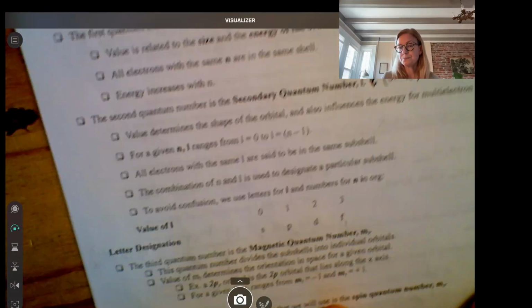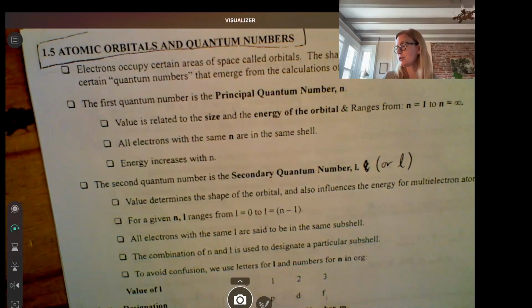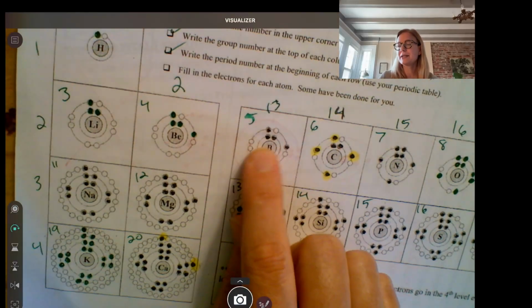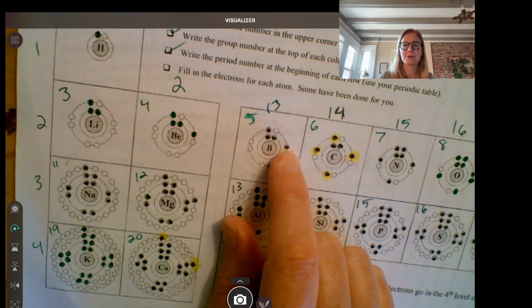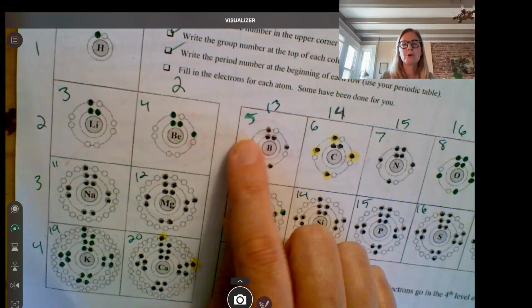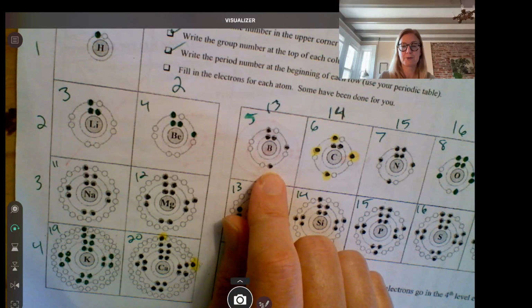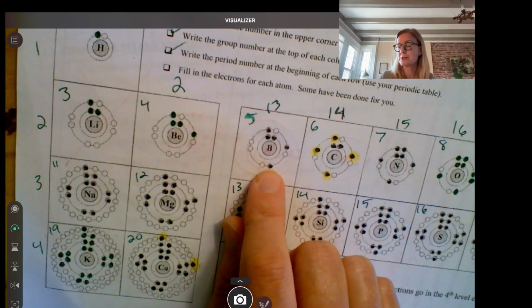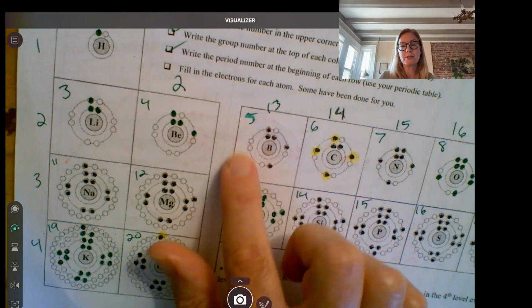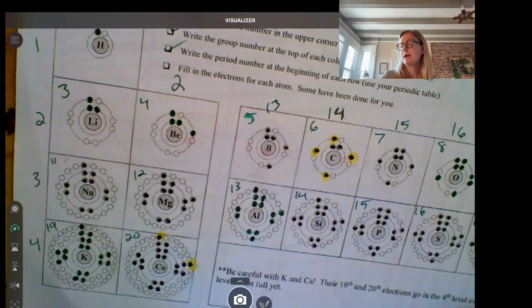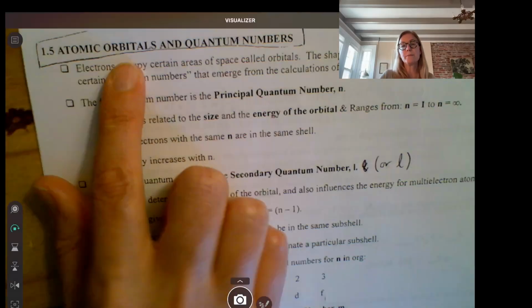Okay, so electrons don't exist in these circular paths. We draw them that way just because it's easier to draw the energy levels, but the energy levels are not fixed circles. They used to think that 100 years ago. They thought the electrons were in these orbits. They're not.